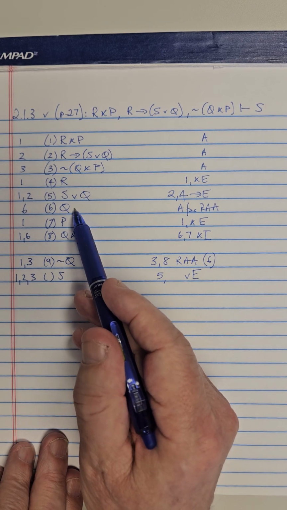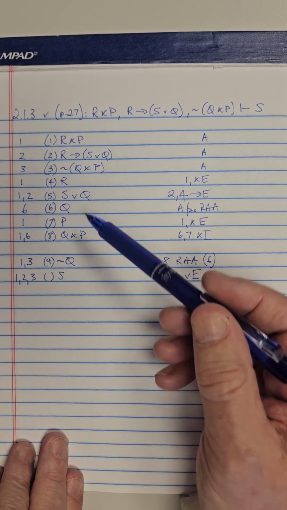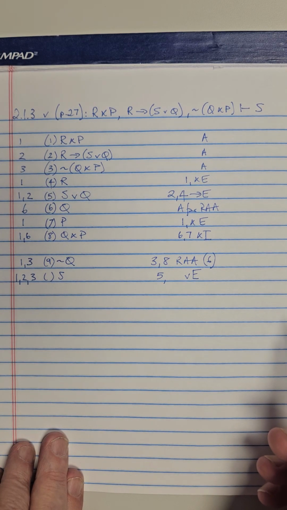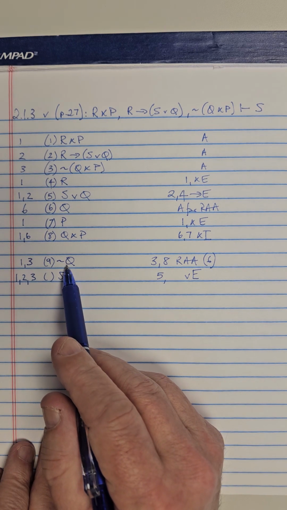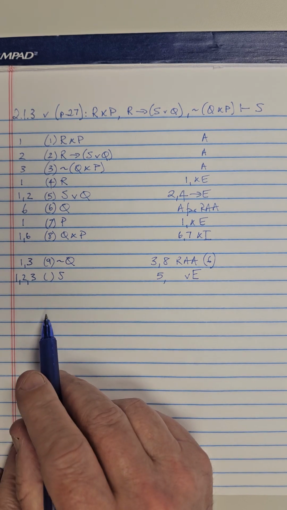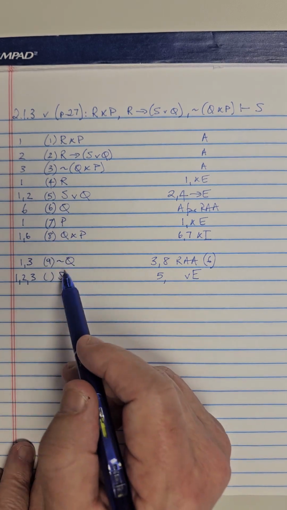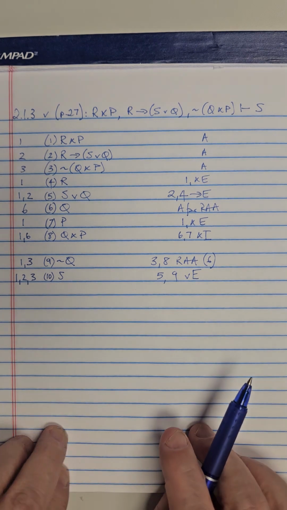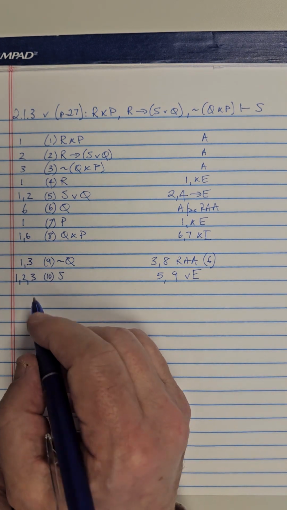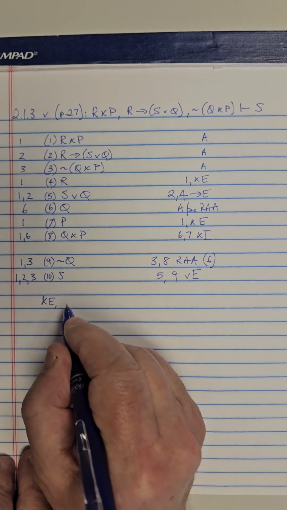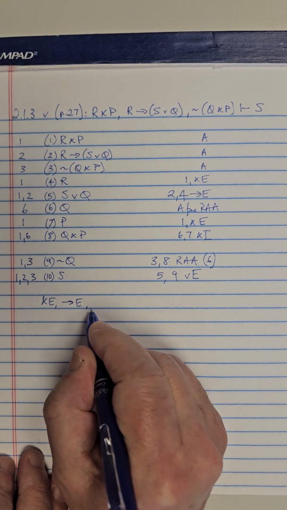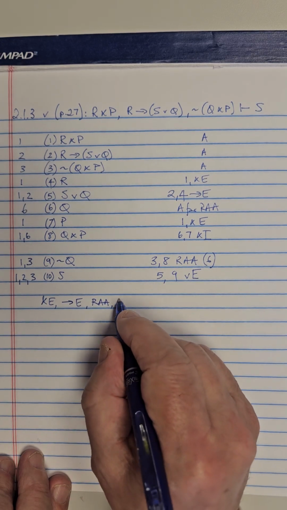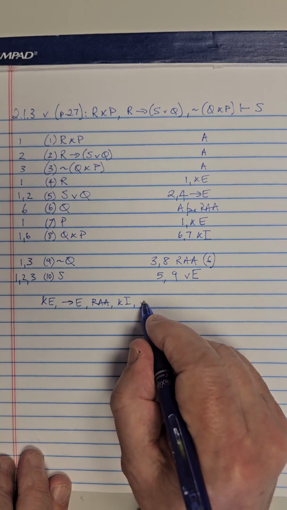Here we assumed Q. That led to a contradiction, because the sentence on 8 and the sentence on 3 cannot both be true. And so we deny the assumption that leads to the contradiction, and that gives us not Q. And then 5, 9, wedge elimination, gives us S. And so this is a proof that uses ampersand elimination and arrow elimination and reductio and ampersand introduction and wedge elimination.